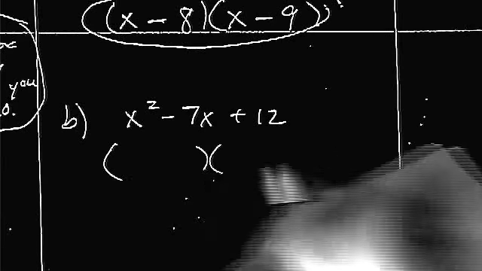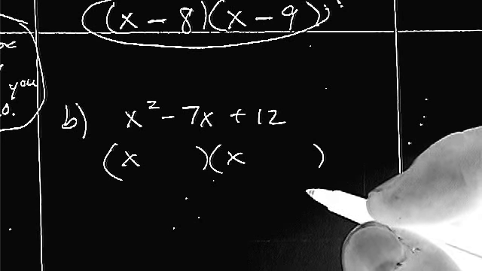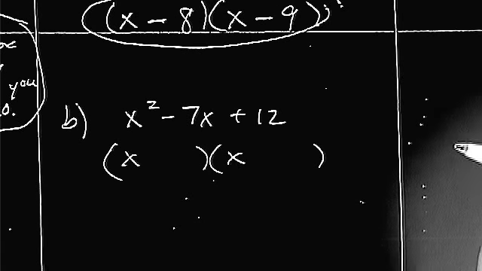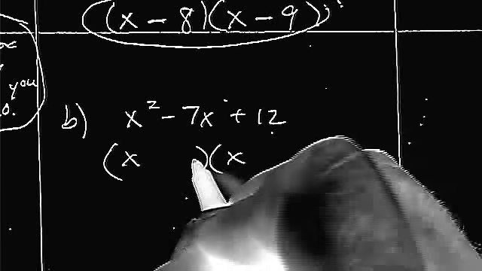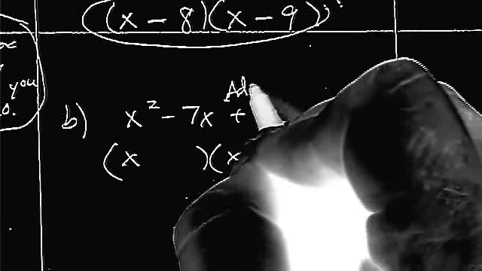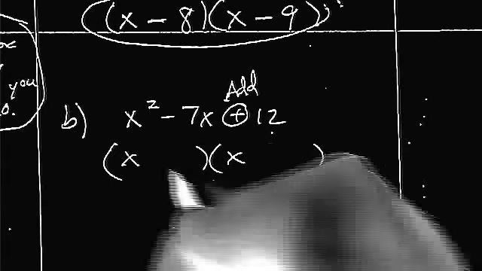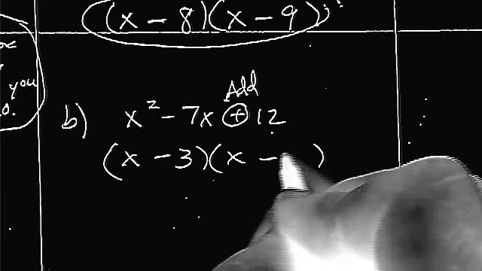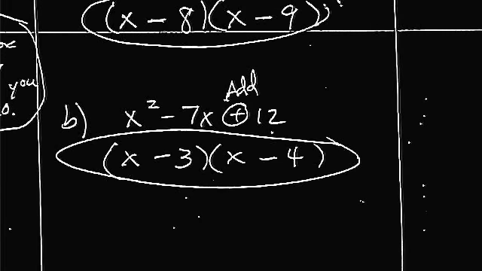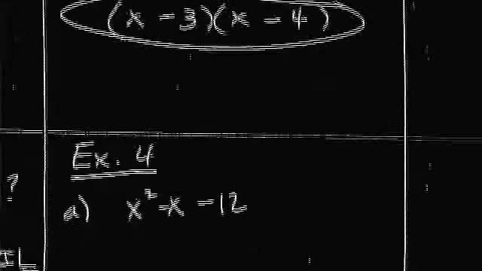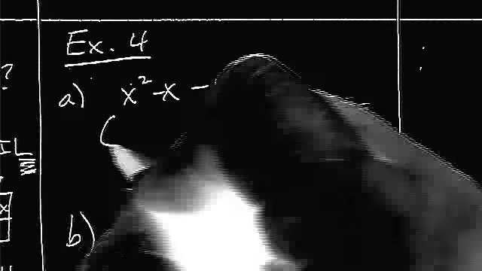How about this? Hopefully this is ringing a bell from your days in Algebra 1. They have to multiply together to give me 12 and add, I see the plus sign so I know it's add, up to negative 7. So that has to be a minus 3 and a minus 4.